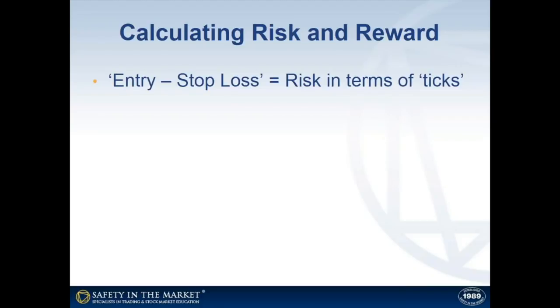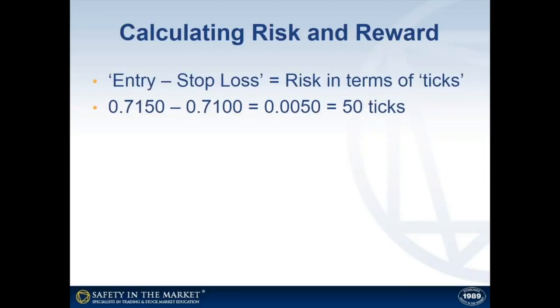But our calculation there, entry minus stop loss equals our risk in terms of ticks. Okay. So for example, let's say that we're getting into the market at a price of 71.50, and we put a stop loss at 71.00. We take one from the other, and we see the difference between those is 50 ticks. That means that if we get into this market and we're wrong and it falls and kicks us out, we're going to be risking 50 ticks.